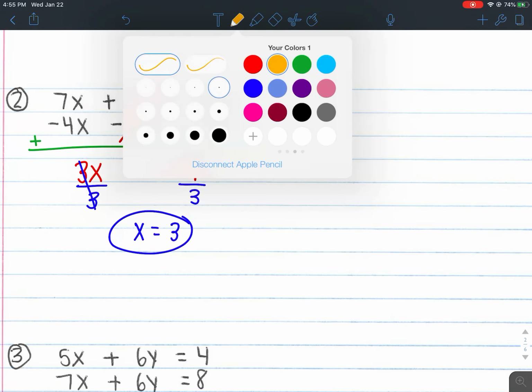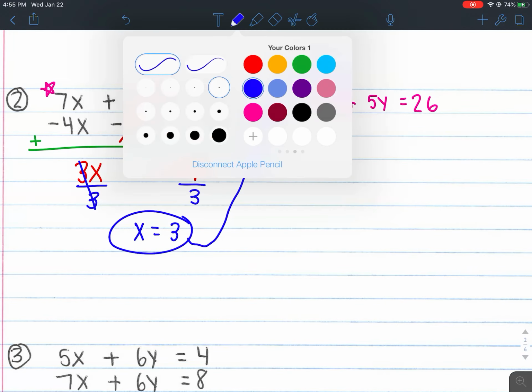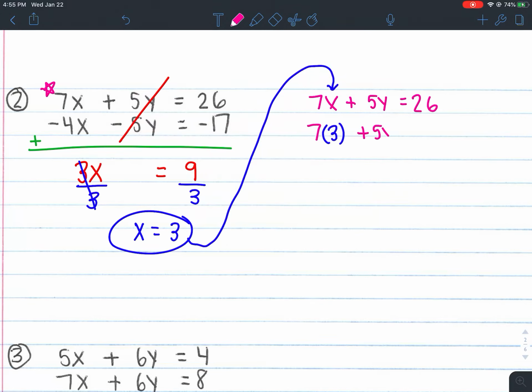I'm going to pick the first one, 7x plus 5y equals 26. Again, it doesn't matter which equation. I'm going to plug in x equals 3 for the x variable because it says x equals. And when I plug it in, I'm going to put parentheses. So 7 times 3 plus 5y equals 26.